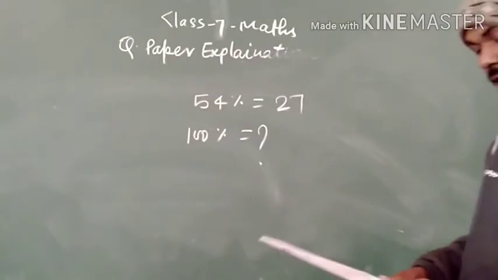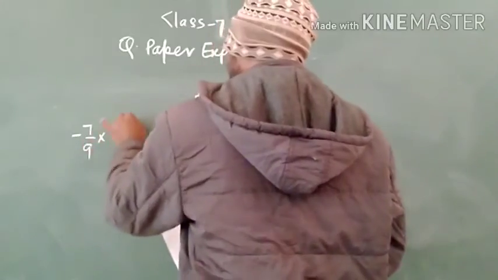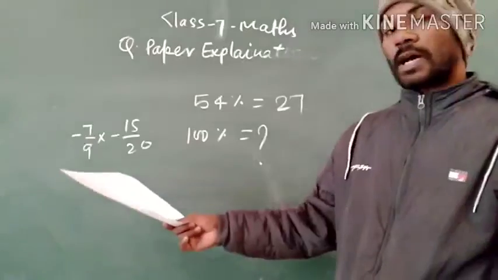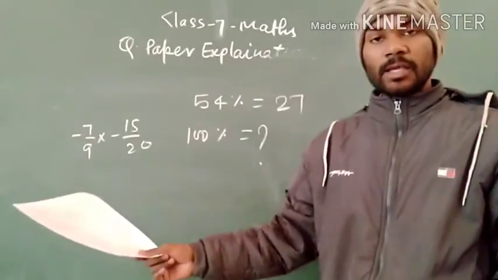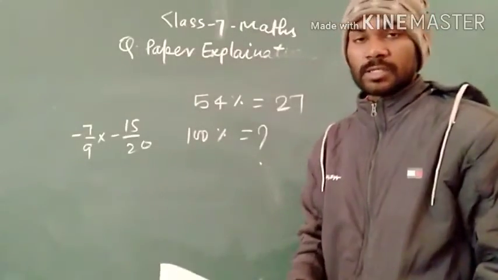And the last is solve. You have to find the result of minus 7 upon 9 multiplied by minus 15 upon 20. The all remaining questions are like this. You have to multiply using the concept of integers and fractions simultaneously.